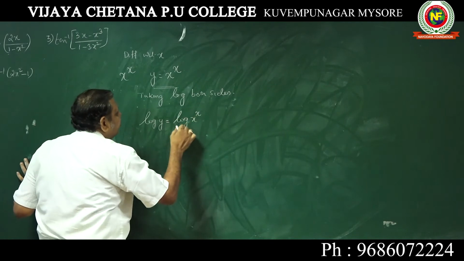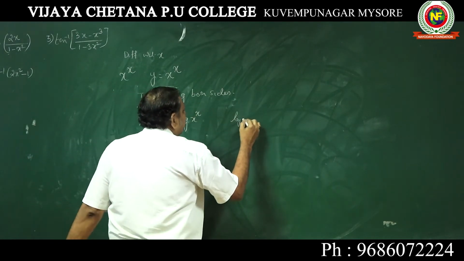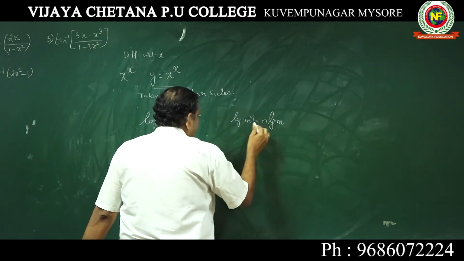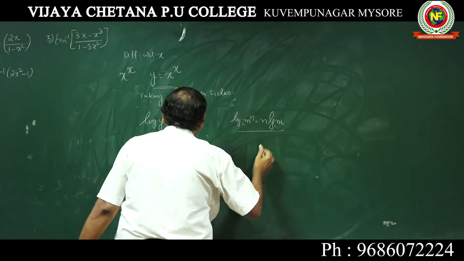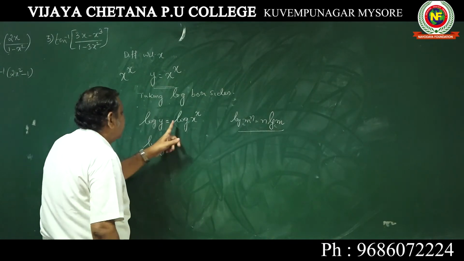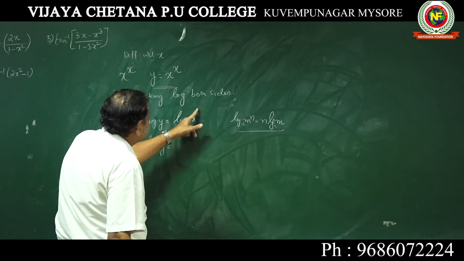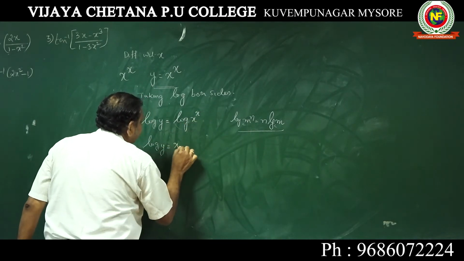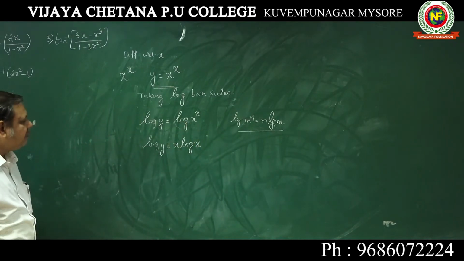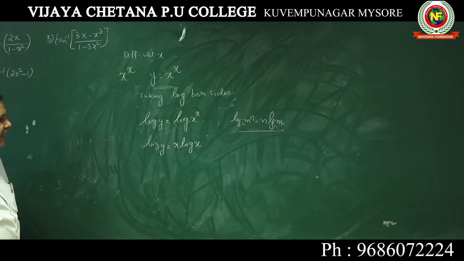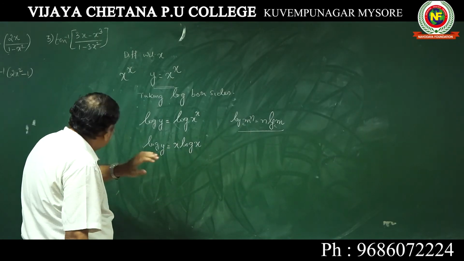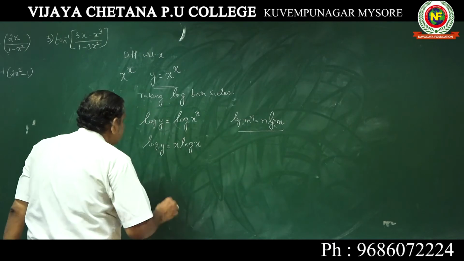Now I told you a very important formula here: log m to the power of n is n log m, of course to the base e. Here log y is equal to log of x to the power of x. This power will come by the side of it. It will become x log x. So log y will be equal to x log x. Now it has become an implicit function. Now you have to differentiate this.